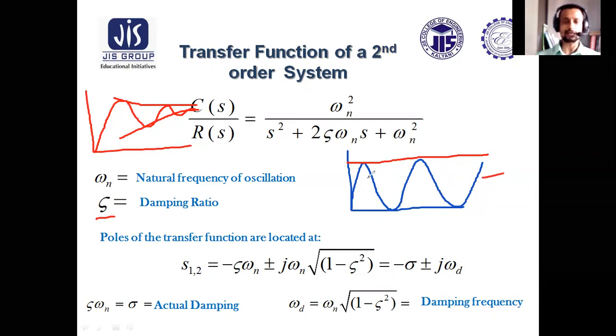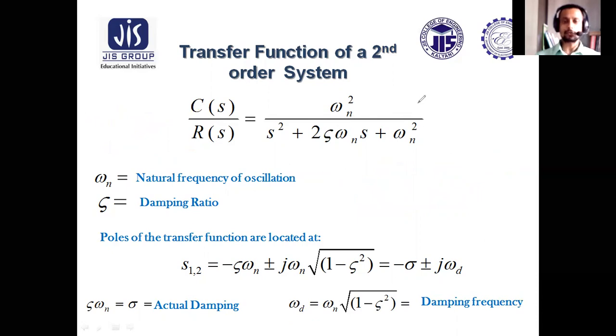This oscillation is known as the natural frequency of oscillation, and this is known as the damped frequency of oscillation. The damped frequency of oscillation is mentioned here. The damped frequency of oscillation present in a system is due to the damping ratio.